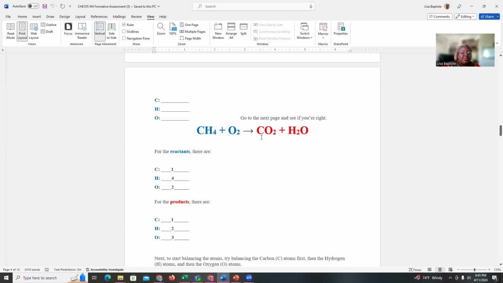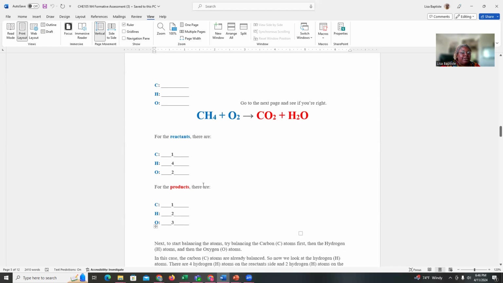Now we're going to look at the product side. Again, we have one carbon. We have now two hydrogens, so we put two. And then oxygen is in two different places on the product side. It's a two here after the O in CO2, and then a one here for H2O. If there's a plus sign between where your two elements are listed, you're going to add them up. So 2 plus 1 is going to give us 3 oxygen.